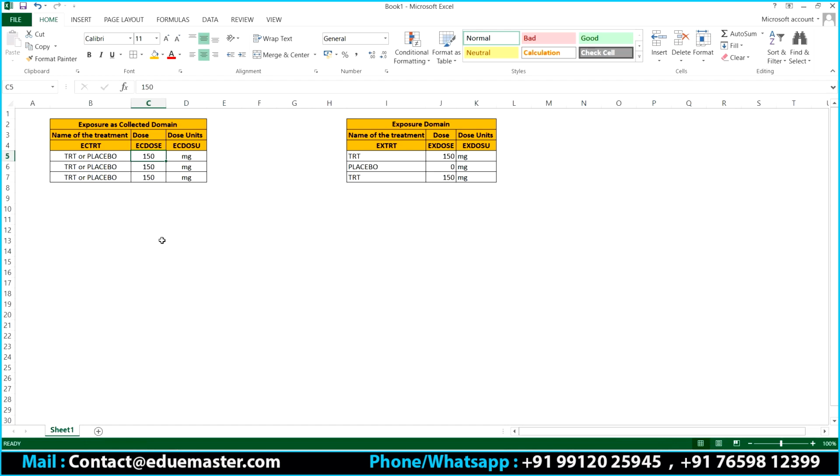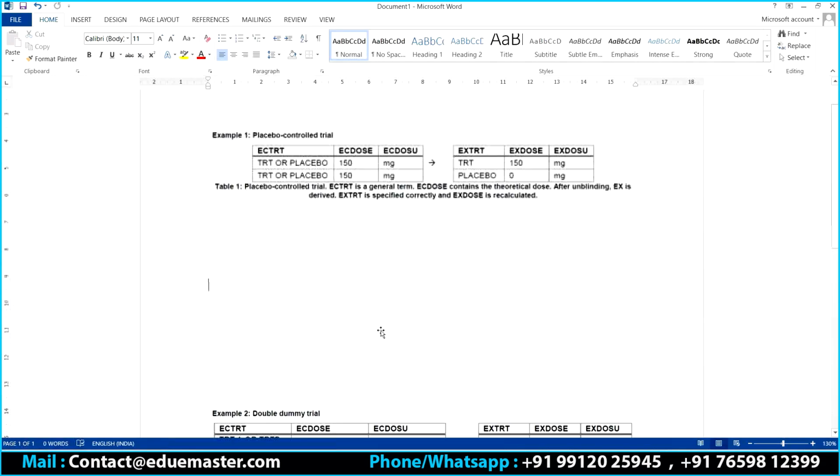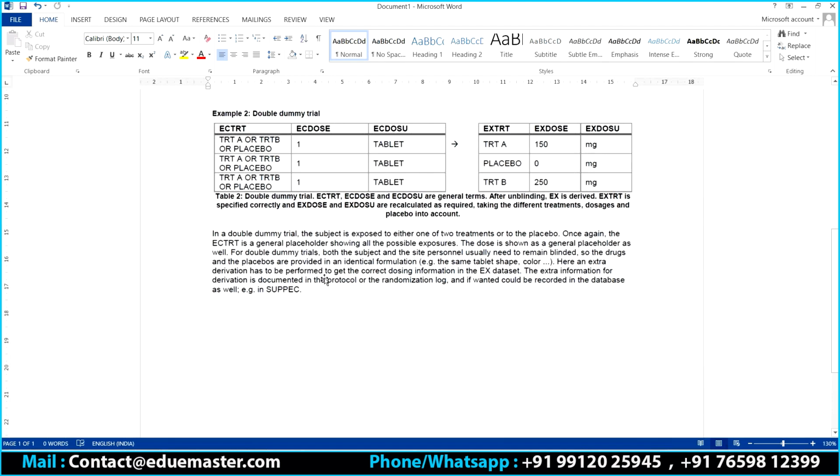Do you understand why you need both the domains? If your sponsor has given you the exposure as collected domain, then you can create your exposure domain by going with the proper details, because it is going to give you the true picture of what exactly happened there. Makes sense? First of all, are you all able to follow this? If yes, I'm going to give you another example here.